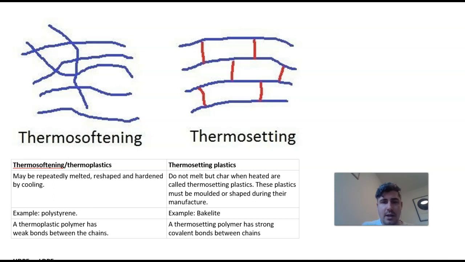Thermosetting plastics, like Bakelite, once they are set, once they've been made from the monomers, are fixed in that position. They cannot be remelted as easily, because they have strong covalent bonds between the chains. This means they cannot be as flexible, and they're often stronger and harder than the thermoplastics. So plasticity is to do with the flexibility, and that's the difference.